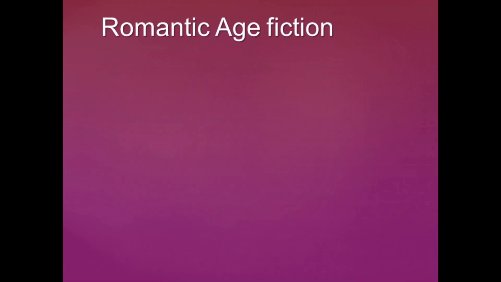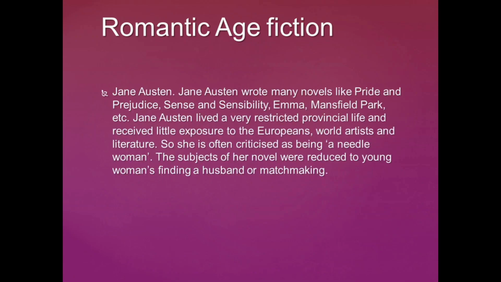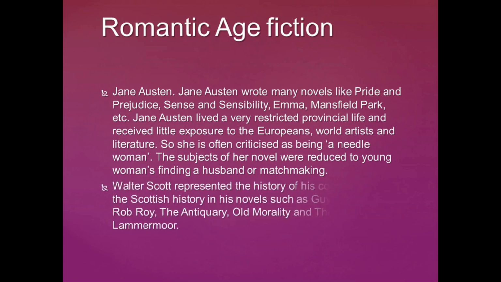Talking about the Romantic Age and its fiction, Jane Austen is the representative romantic novelist. Jane Austen wrote many novels like Pride and Prejudice, Sense and Sensibility, Emma, Mansfield Park, and so on. Jane Austen lived a very restricted provincial life and received little exposure to European writers, artists, and literature. So she is often criticized as being a needlewoman. The subjects of her novels were reduced to young women finding a husband or matchmaking.